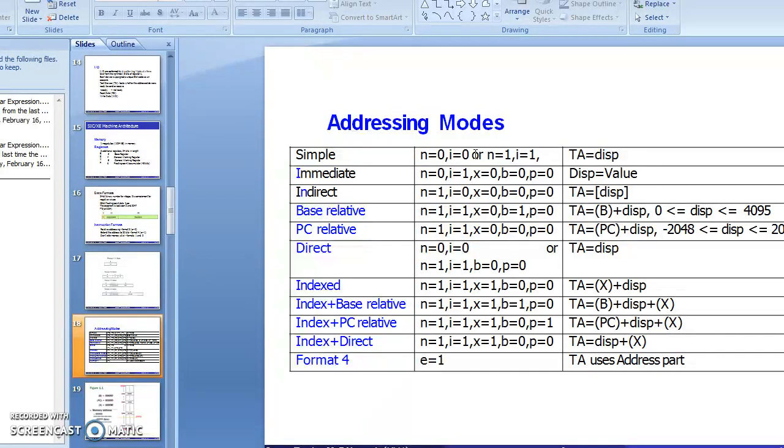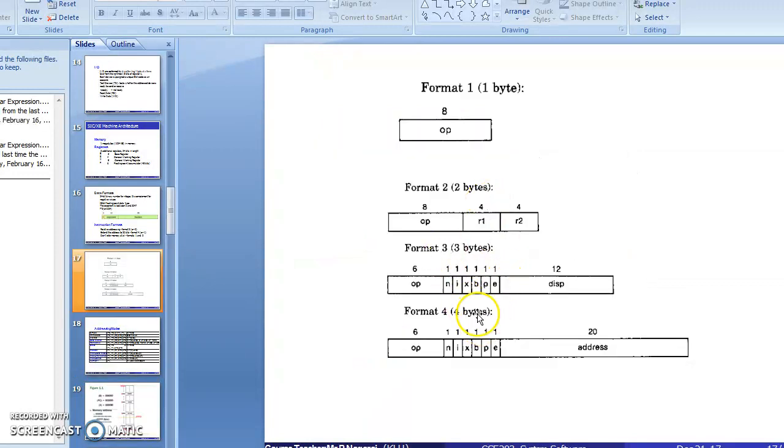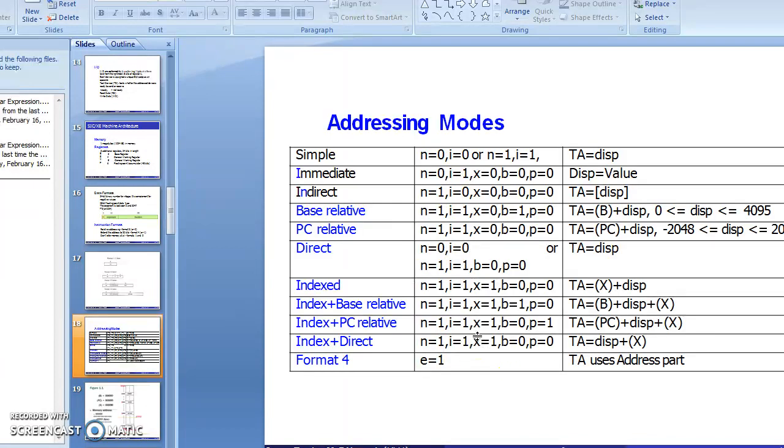Additionally, in SIC/XE, we use another 2 important addressing modes, depending on this instruction format: B and P. B represents base relative, and P represents program counter relative. If I am executing base relative addressing mode, the value of B will be 1 and the program counter value will be 0. If it is program counter addressing mode, the value of base relative will be 0 and the program counter value will be 1. Depending on this, we need more classification.